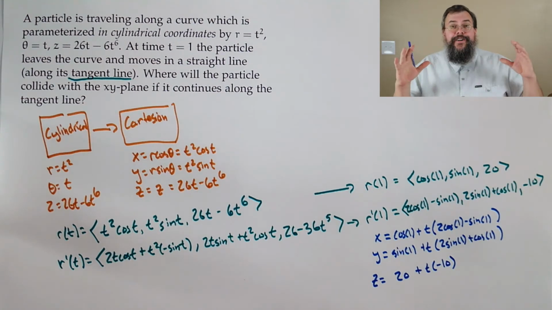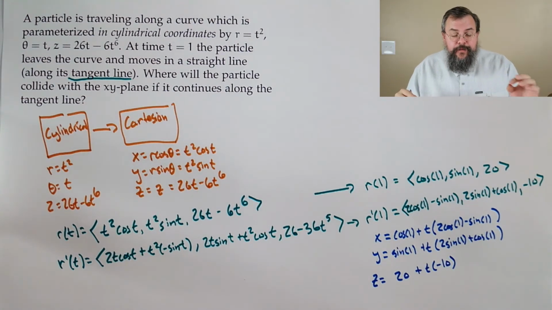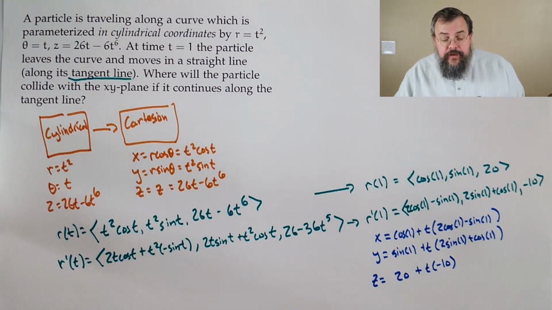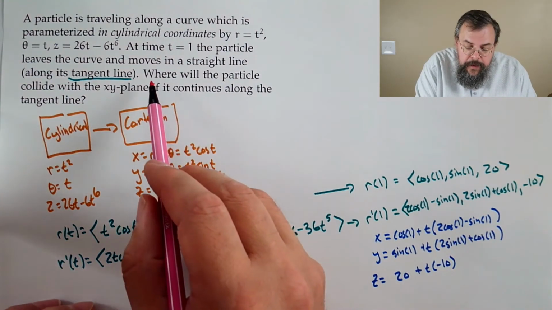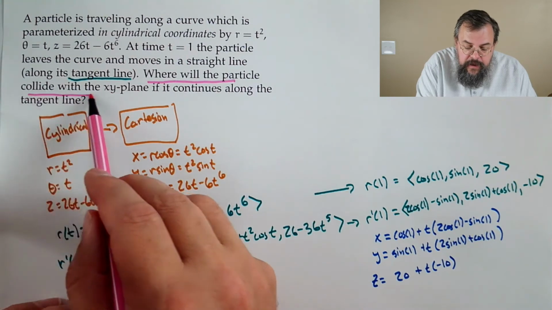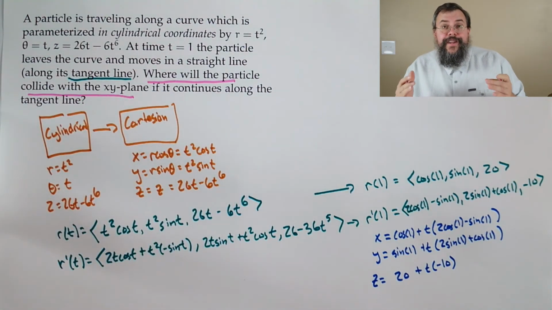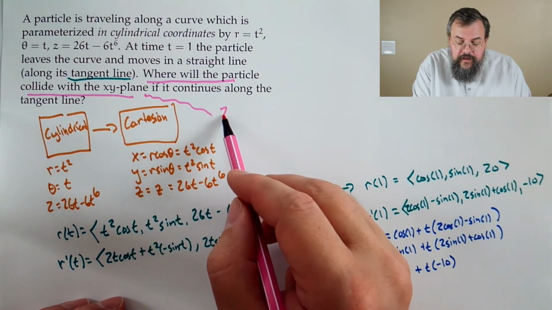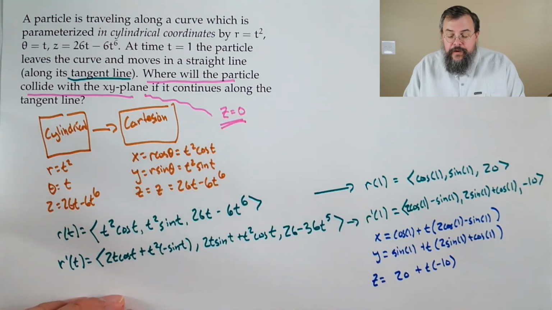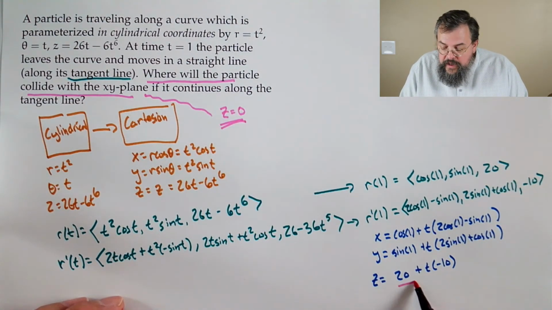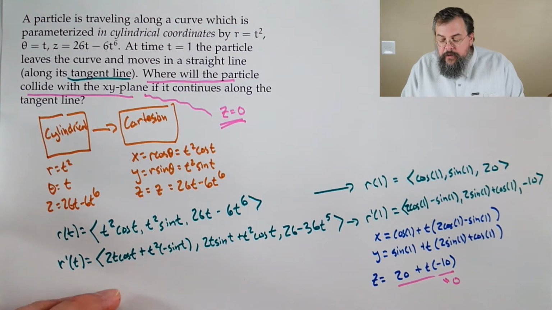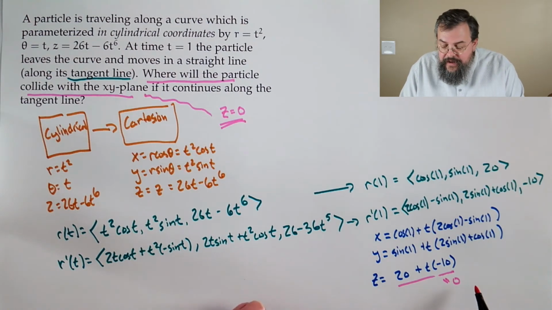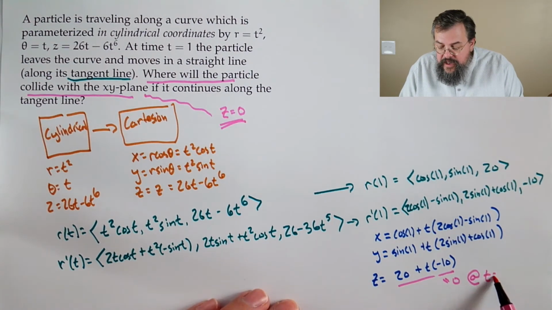Now we've got our tangent line. That's the way the particle moves. It's moving along that line. What are we looking for? We're looking for a very specific thing: where will the particle collide with the xy plane? When do we hit the xy plane? The xy plane is also known as z equals 0. So we come along here and ask, when does this equal 0? I need 20 minus 10 times t to give 0. That says it's going to happen at t equals 2.